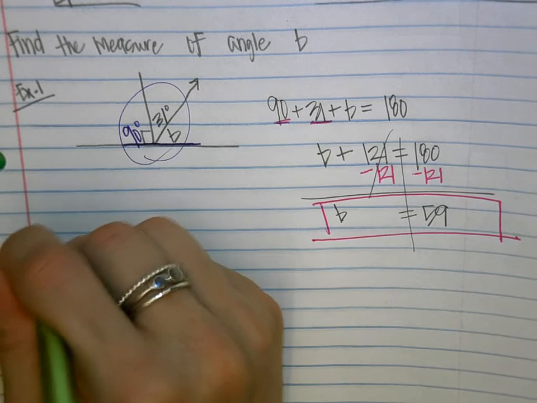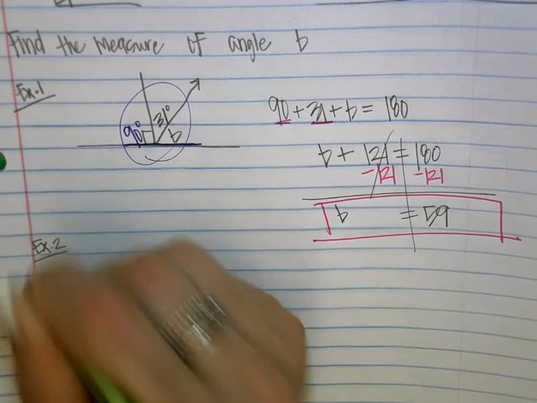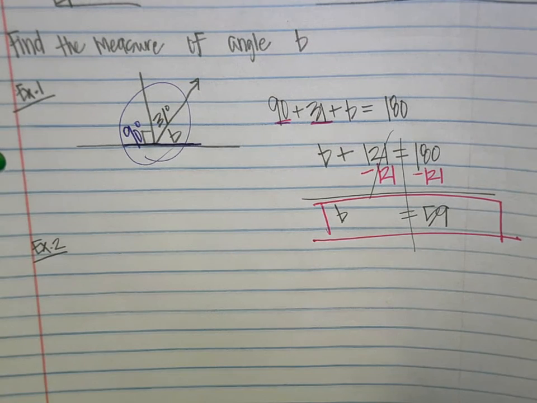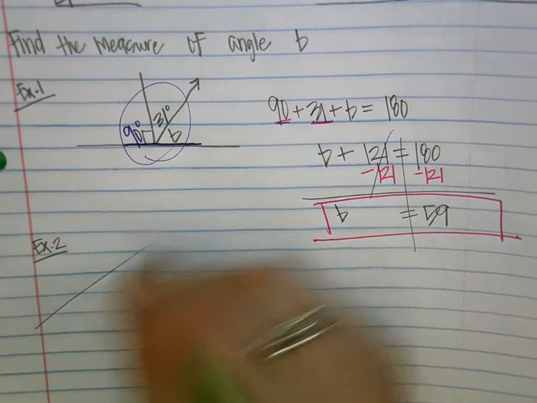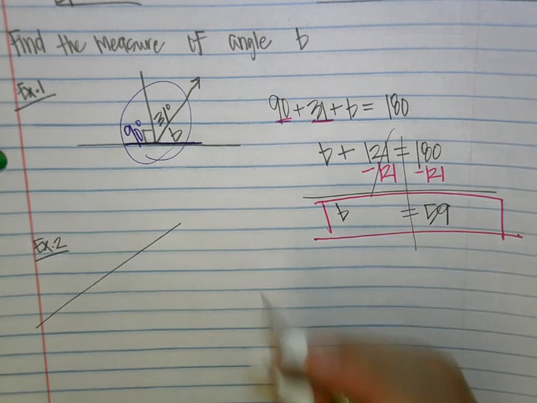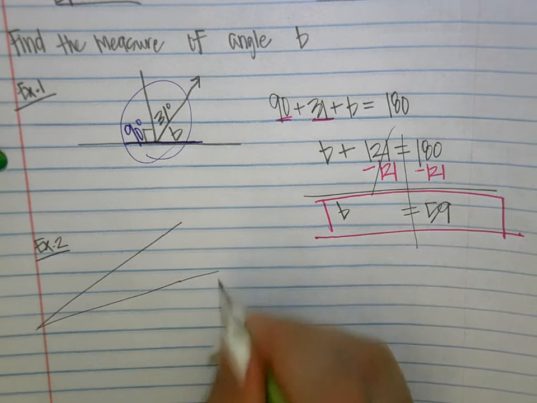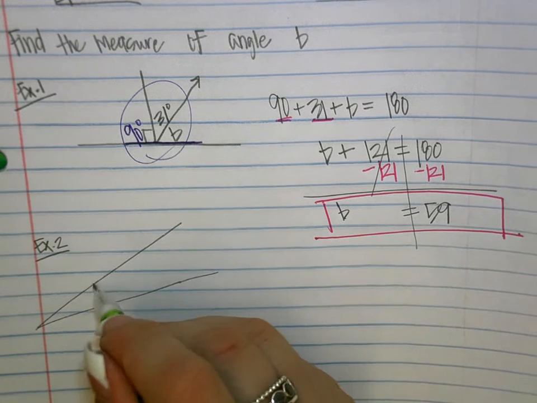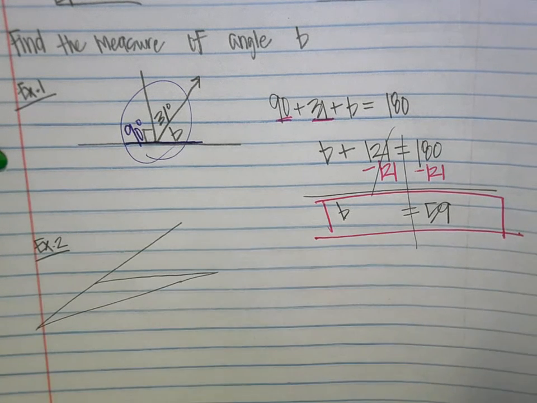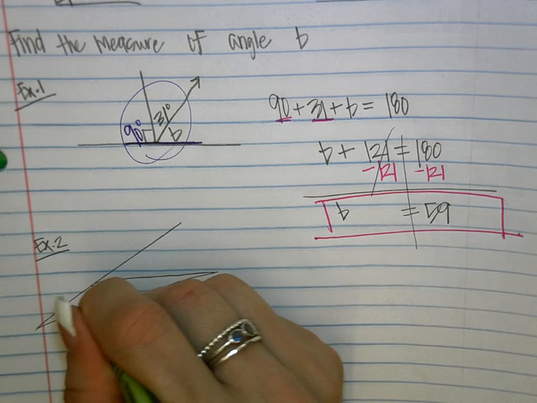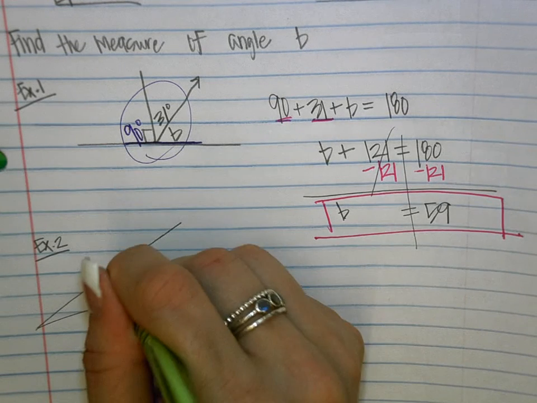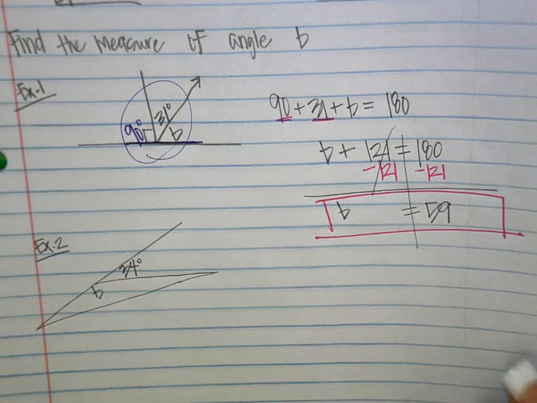Number 2. By the way, we have 4 examples. Okay, number 2. This one, I'm going to make a straight line this way. Going to make a kind of goofy looking triangle like this, and I'm going to label this one as B and this as 34 degrees.